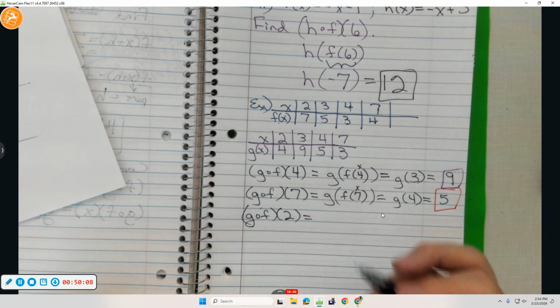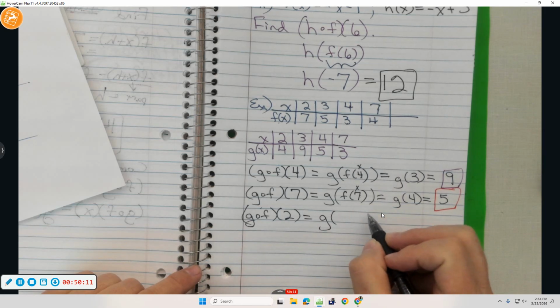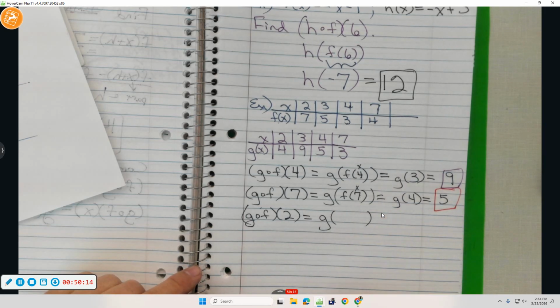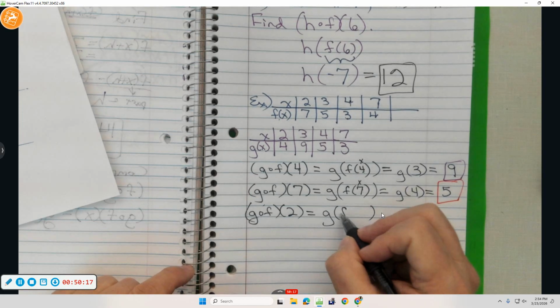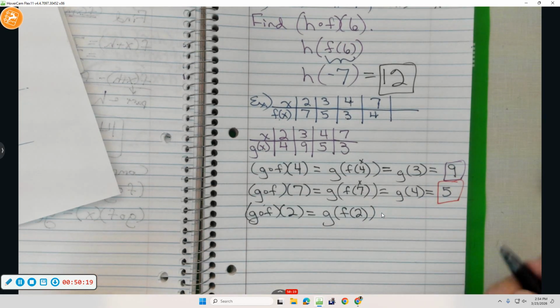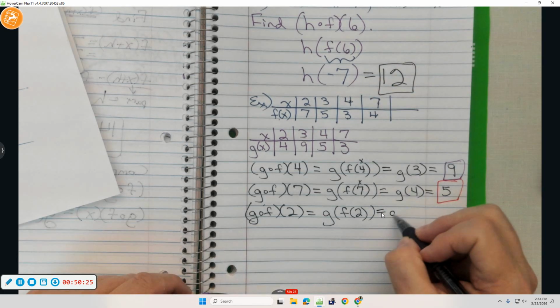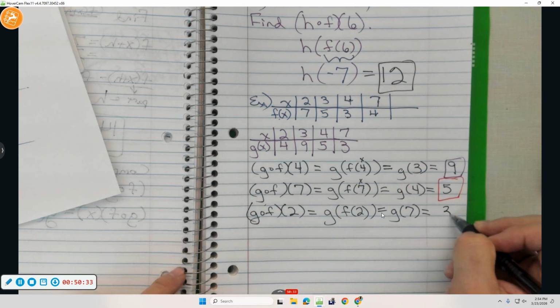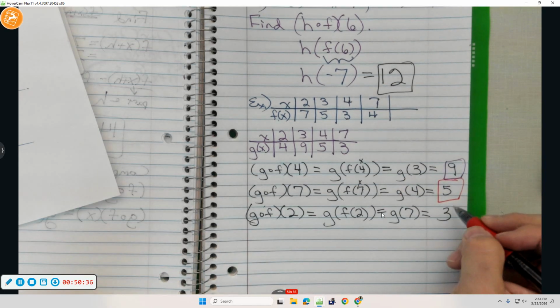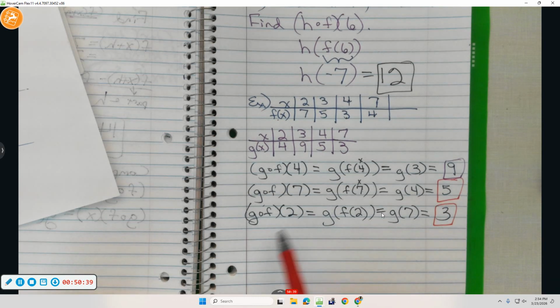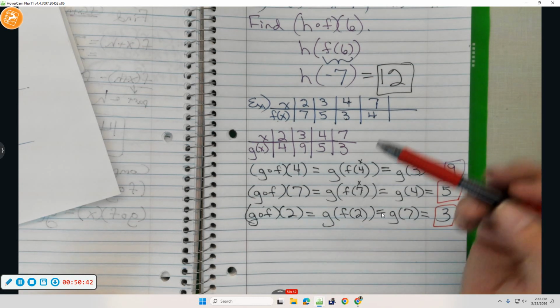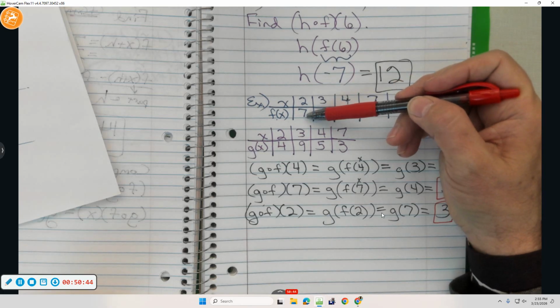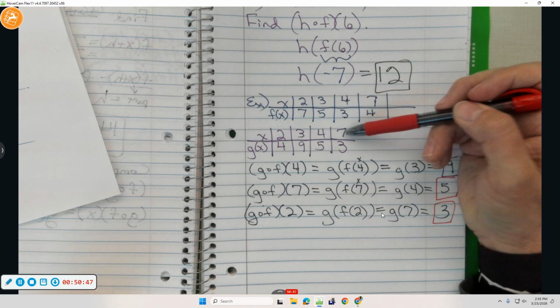And one more. G is on the outside. What have we got on the inside? F of 2. Go to your F table. What number is 2 assigned to? 2 is assigned to 7. Now we go to our G table. What number is 7 assigned to? 7 is assigned to 3. Any questions there? Using the F table, 2 is assigned to 7, and then 7 is assigned to 3.